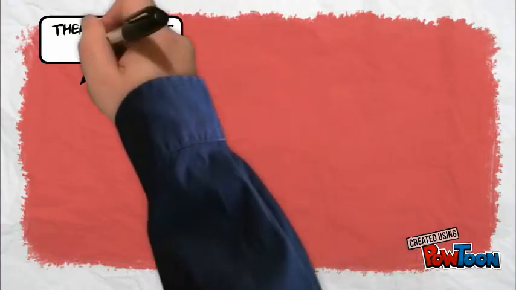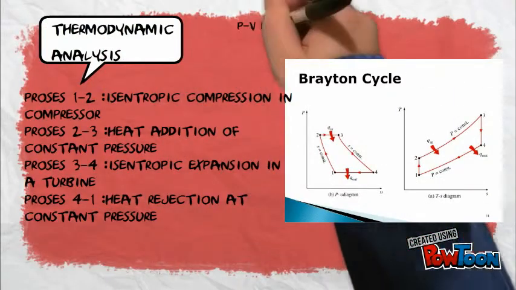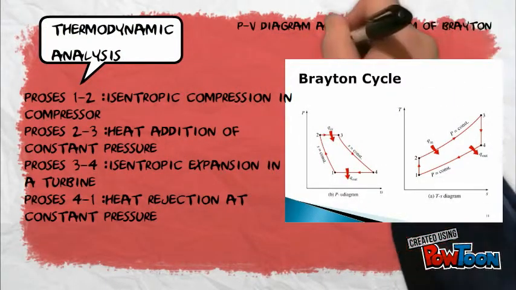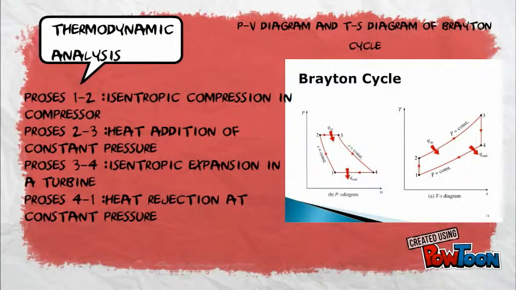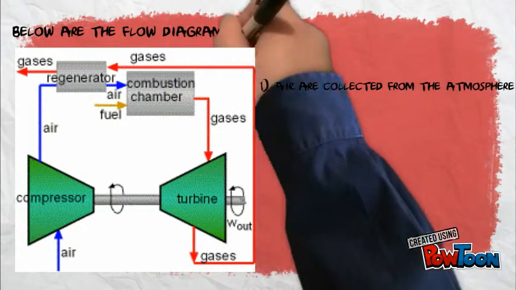The thermodynamic analysis related to the nuclear power plant is the Brayton cycle. Below are the PV diagram and TS diagram of the Brayton cycle. Below is the flow diagram of a simple gas turbine.